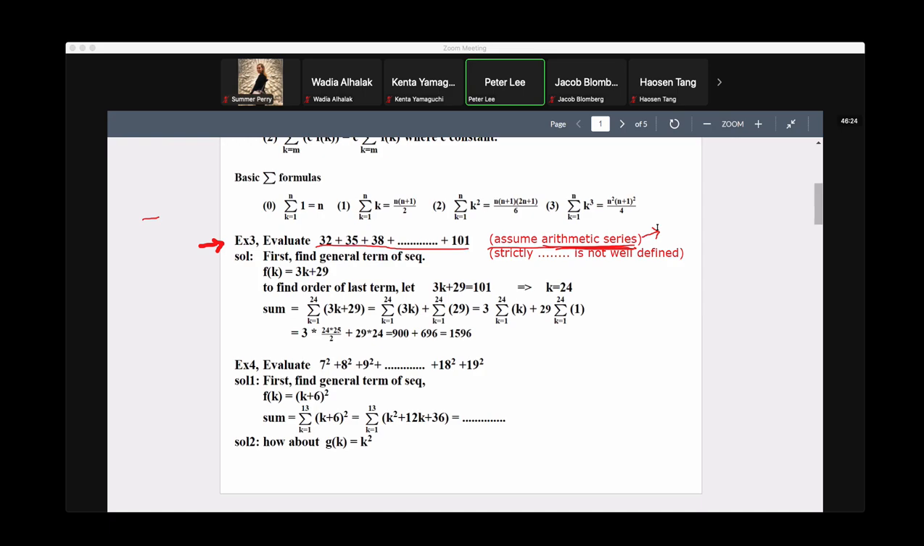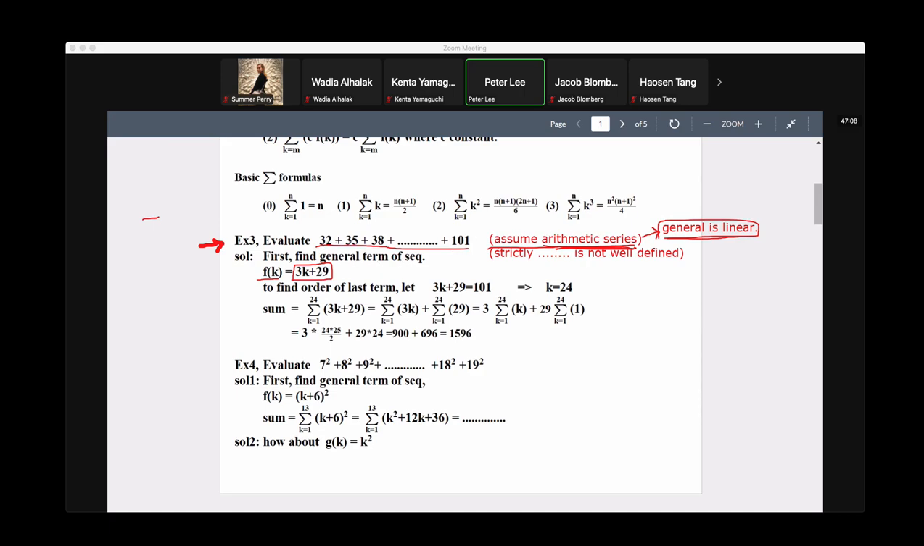The argument of sigma is linear. The general term is linear. If I tell you that the general term is linear, that means f of k, which is 3k plus 29, is a linear function. This f of k is the general term. If the general term is linear, then I'm basically telling you that this is going to be an arithmetic series, the same thing. So most likely I'll tell you that the general term is linear. That means f of k is equal to something times k plus a number, a linear function. Then that becomes an arithmetic series.